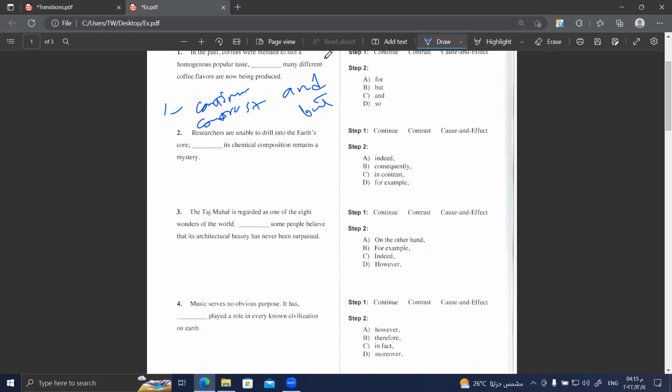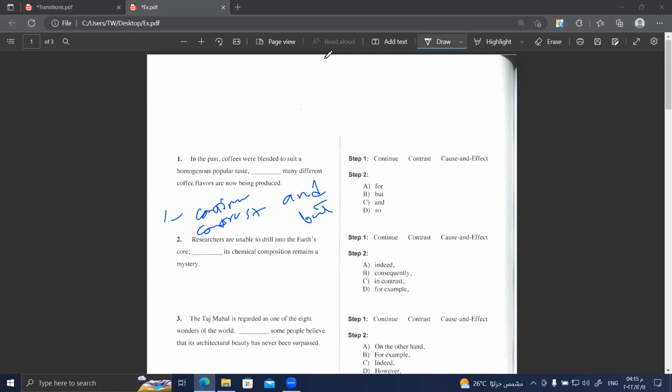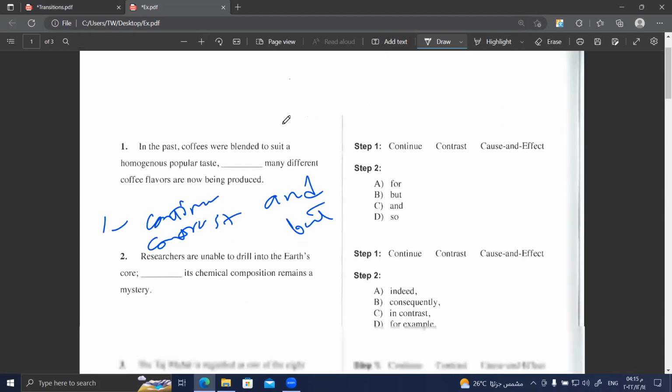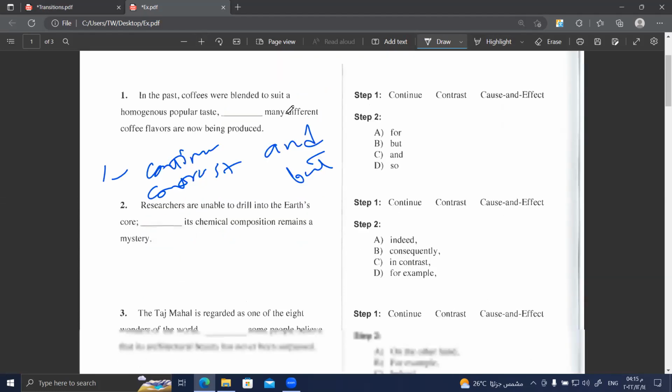Just wait. Go ahead. So, Mr., we should send before the answer if it's continue or contrast? Yes, yes. Like this, number one, continue and, or contrast but, like that, okay? You must send the relationship.